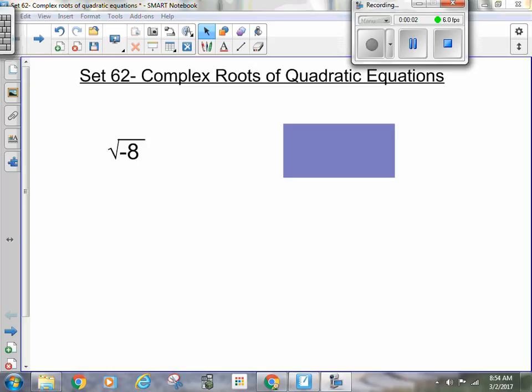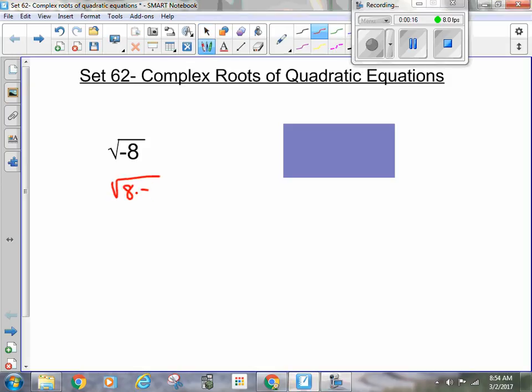All right, ladies and gentlemen, today we're going to do set 62, complex roots of quadratic equations. So we've talked about the letter i in imaginary numbers. When we have a square root of a negative, you're going to split it into square root of 8 times negative 1. We know the square root of negative 1 is going to turn into i.